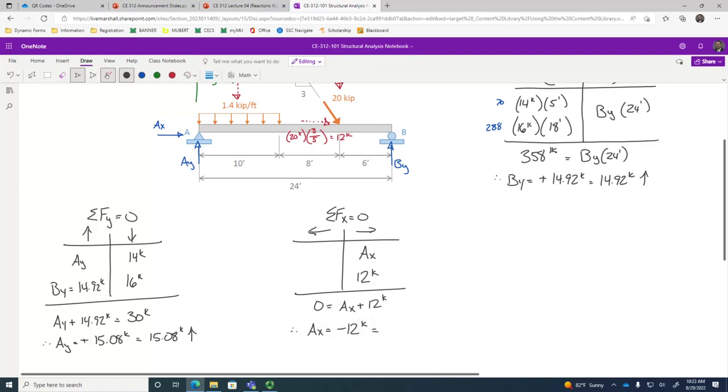What that means is, it doesn't mean I need to develop significant emotional distress. All it means is I assumed in my free body diagram that AX was acting to the right. That assumption was wrong. It just means that AX is 12 kips to the left. That's all it means. So, no real concern. What's my answer? My answer is AX is 12 kips to the left.